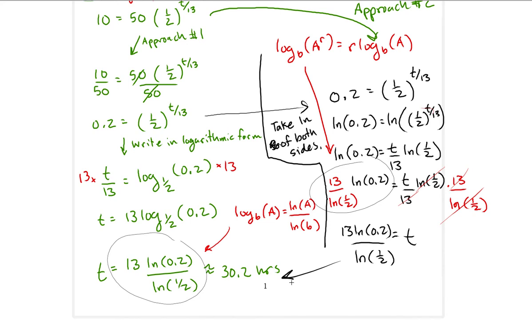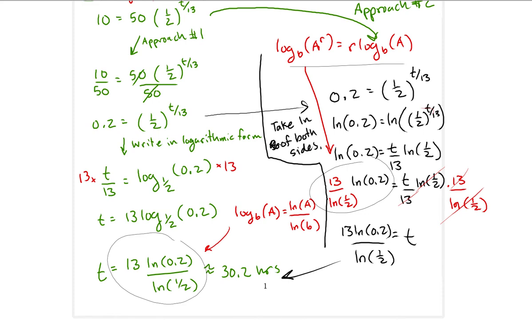So this method here tends to be the one that people prefer overall. Take the natural log of both sides, and then get the variable out of the exponent using this property, and then go from there. One of the advantages of this is there's no change of base formula needed, because if you take the natural log of both sides, then it's already in that form that can be typed into your calculator.